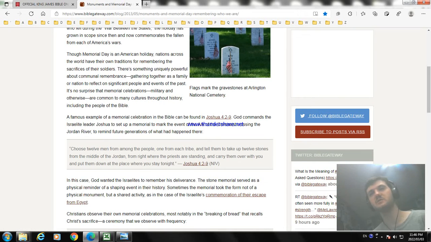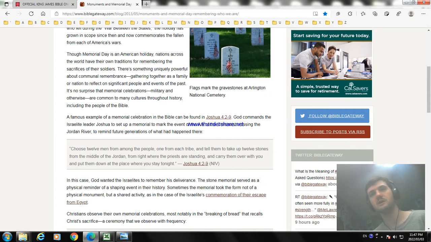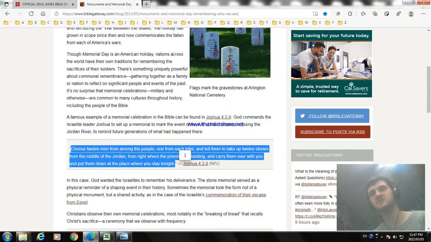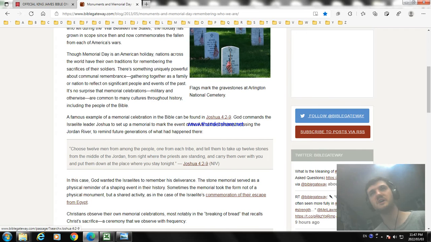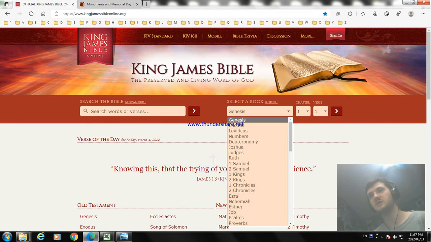A famous example of a memorial in the Bible can be found in Joshua chapter 4 verses 2 to 9. God commands the Israelite leader Joshua to mark the Ark of the Covenant crossing the Jordan River, and remind future generations of what happened there. Now, I'm not going to read the verses in the NIV, but I will read the verses in the King James, because I'm King James only. So the verses are Joshua chapter 4 verses 2 through 9. Well, I have the King James Bible right here.